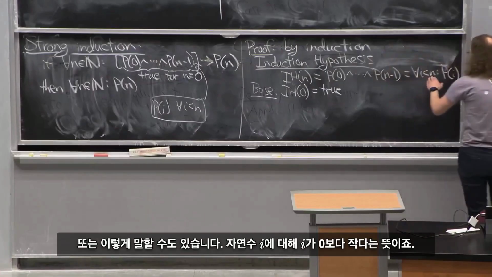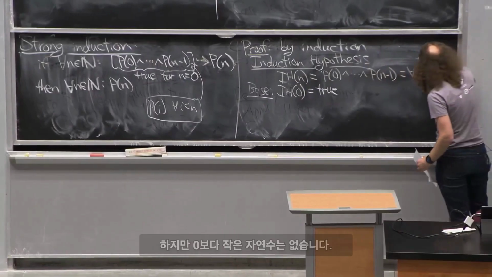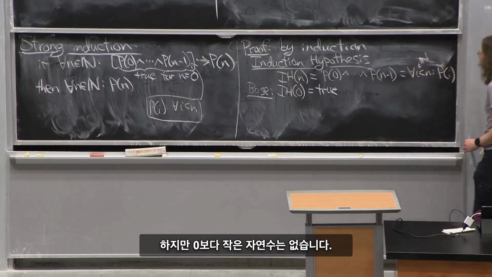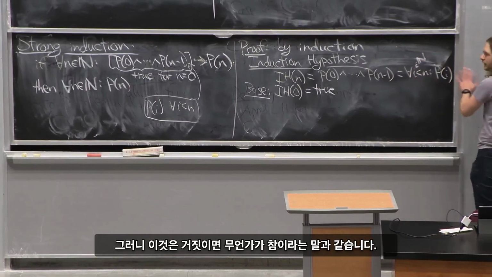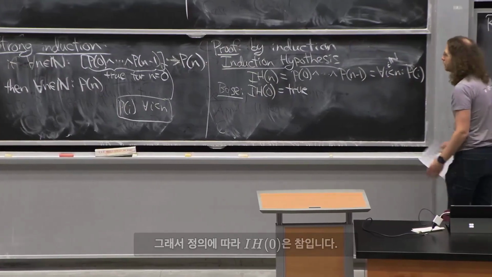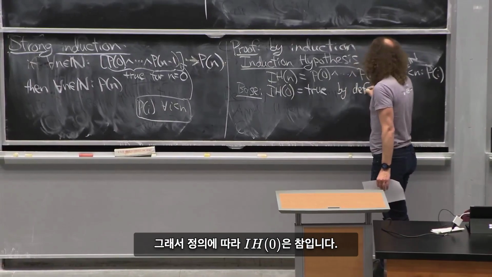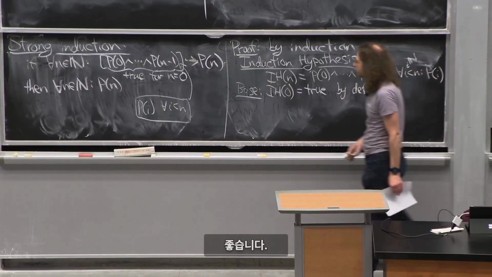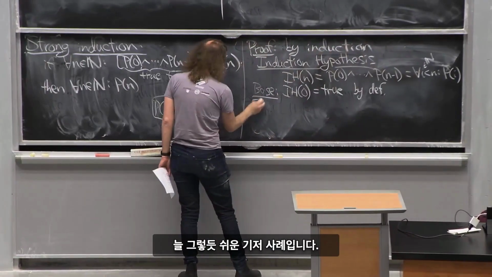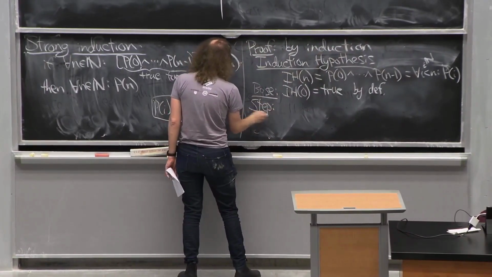For all i less than 0, where i is a natural number, but there are no natural numbers less than 0. So this is like saying if false, then something, and that's just always true. So this is by definition true: IH of 0 is true. Great. Easy base case. As usual.